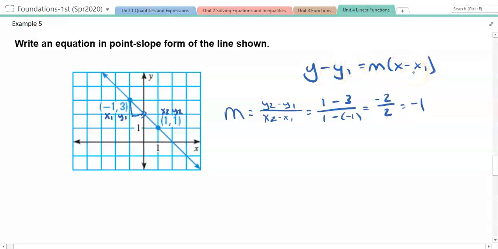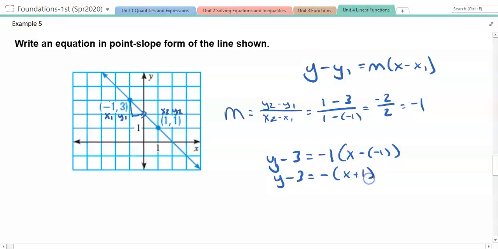Well, that's the thing, remember that a line has a unique equation, right? But point slope form is a little different in that I could plug in any point that's along that line and it still represents the same line. So I could write this as y minus, and we'll use the 3 since it's y sub 1, 3 equals our slope of negative 1 times x minus the negative 1, which is the x sub 1 here. And so y minus 3 is equal to negative 1, or just negative, times x plus 1.